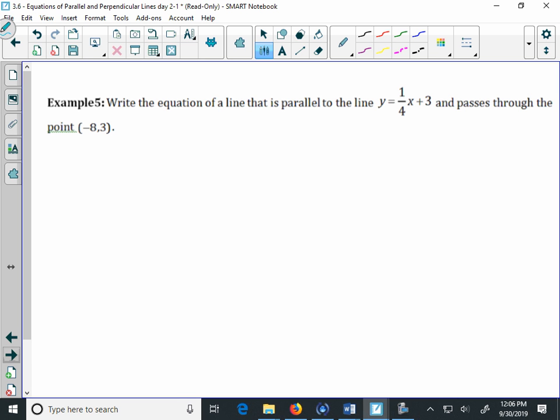For example 5, it says write the equation of a line that is parallel to the line y equals 1/4 x plus 3 and passes through the point (-8, 3). So we're writing an equation of a line. Remember, we use point slope form when we write an equation of a line. You're not given point slope form. You have to memorize it, but you kind of get the process down. It's not so bad. So we want to use that form.